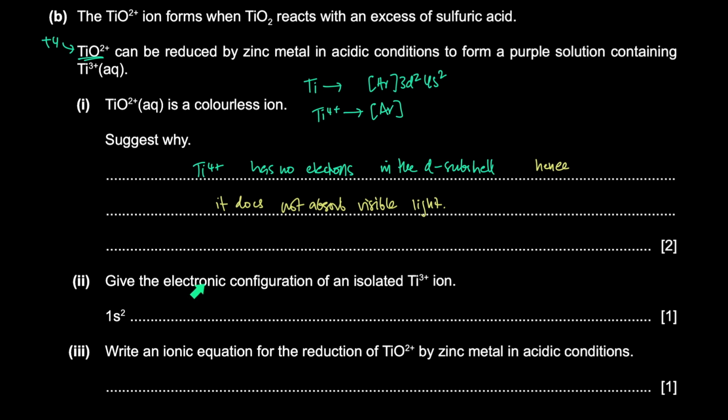Give the electronic configuration of an isolated Ti3 plus ion. For 3 plus, you would lose the 4s2 and then you would lose one of the 3d electrons. So this would be 1s2, 2s2, 2p6, 3s2, 3p6, and then 3d1, right? You've lost that 4s2 and one of the d electrons.